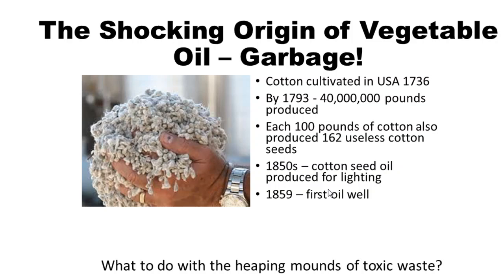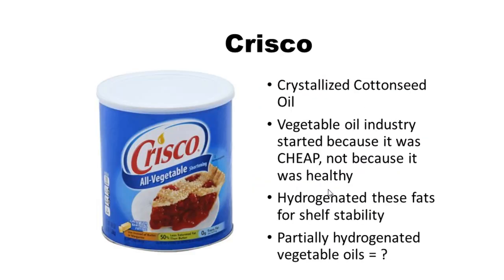So anyway, now what are we going to do with these heaping mounds of toxic waste, all this cottonseed that's just rotting away? What are you going to do with it? Well, why don't we feed it to people? That was a good idea. So that's what Crisco was. It's crystallized cottonseed oil.